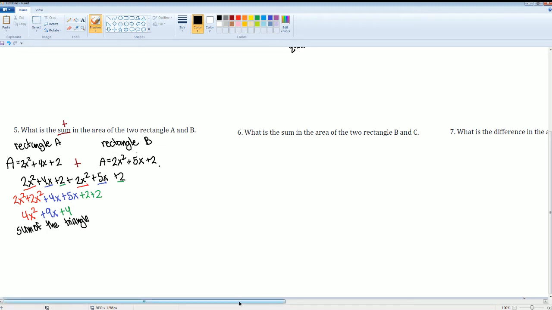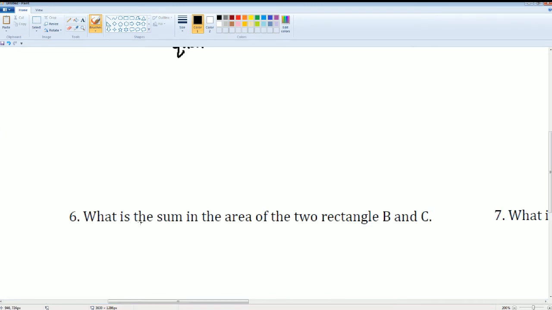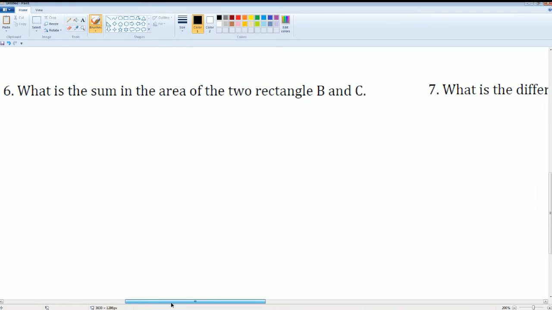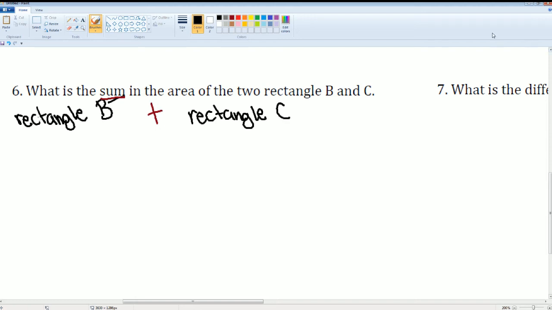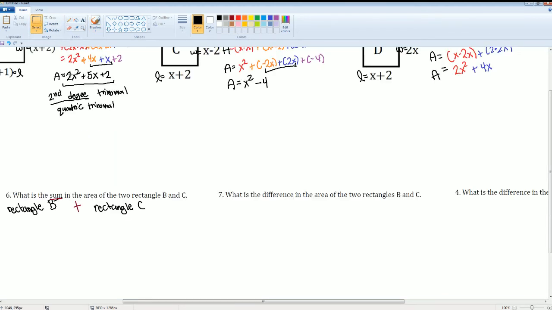Okay. Let's see. Let's do 6. What is the sum of rectangle B and C? All right, here. Let me just try to bring it up here. Let's write it here first. Okay, we just got to write it out here. All right, so I need rectangle B. I'm going to find the sum. So I'm going to add. It's a sum. And I need rectangle C.